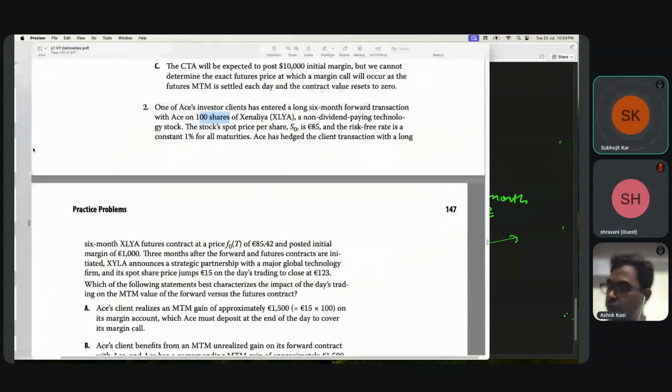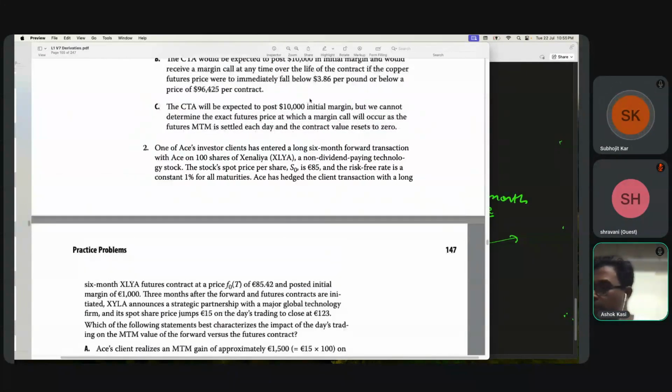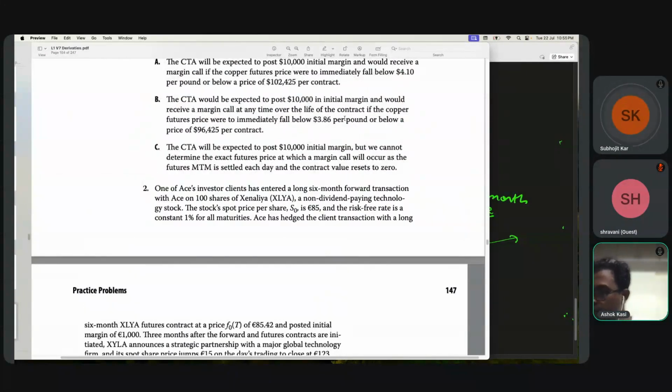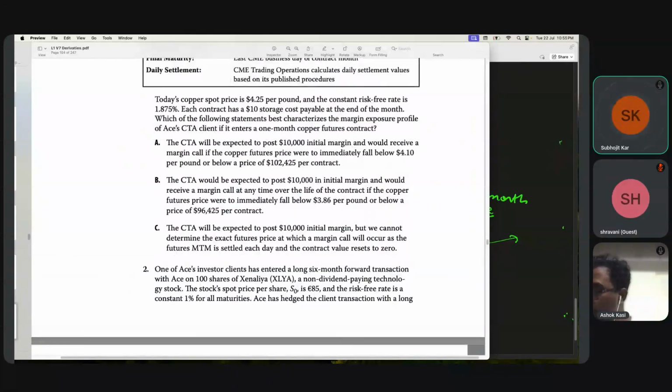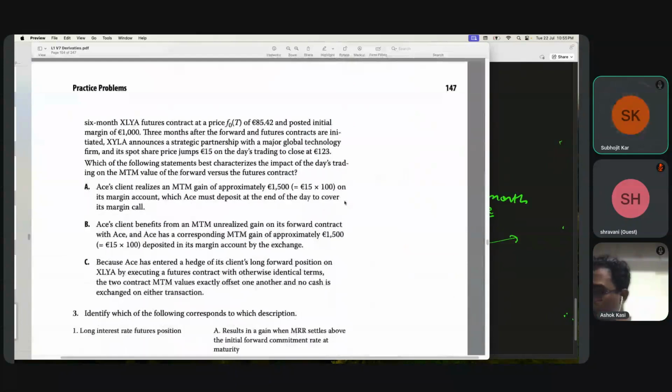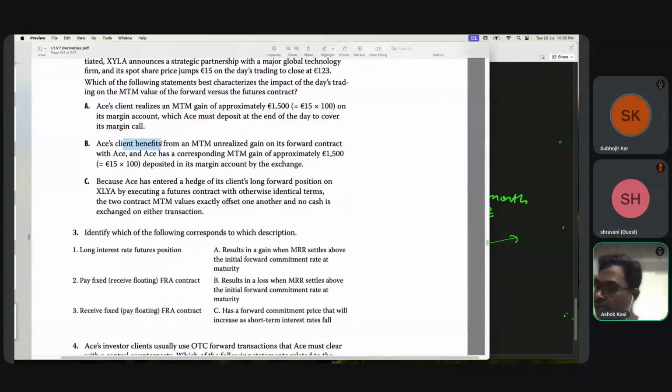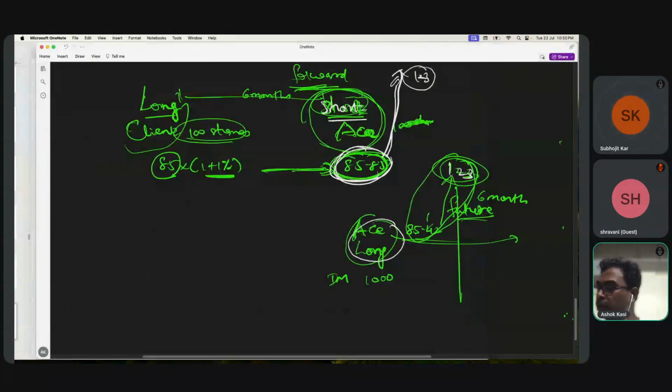But the question is, the first part is that ACE's client is getting the benefit, right? B is the correct answer. So the client benefits. And the second part is that ACE has a corresponding MTM gain. MTM gain means from the exchange, but they have not spoken anything about the short. In a short there is a loss only. So this is the most sound amongst these three.